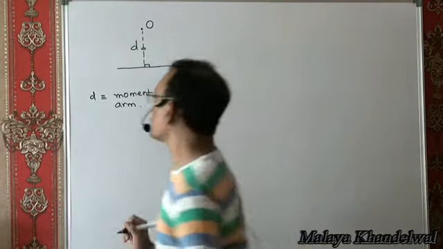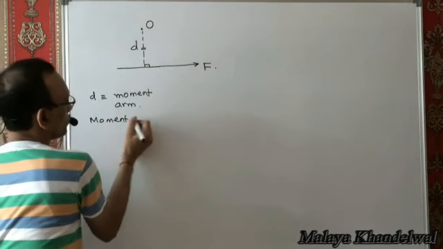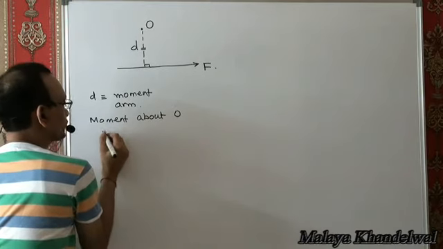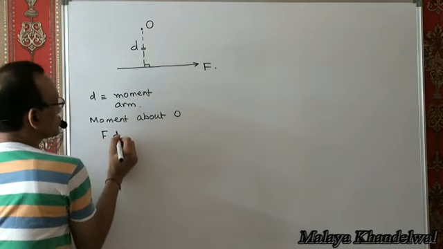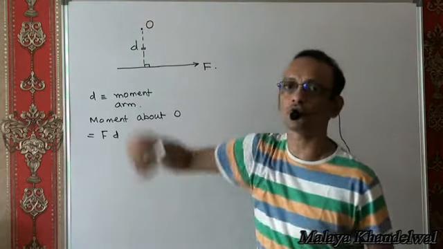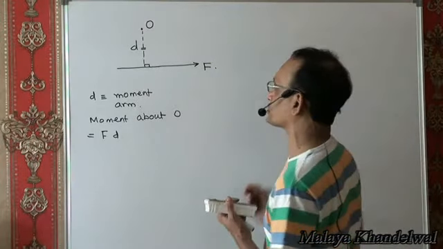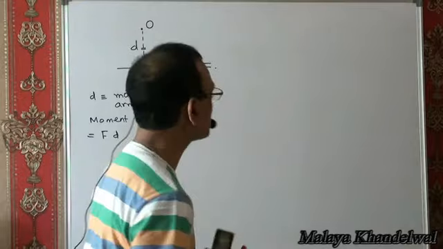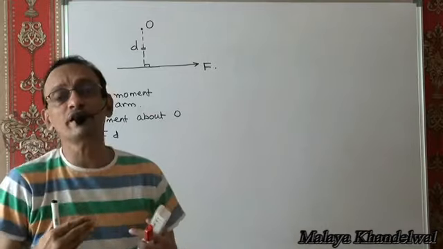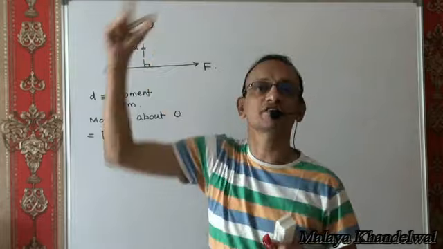Right? And the moment about O is given by the product of the force into the perpendicular distance of the line of action of the force. This is the line of action of the force from the point O. This perpendicular distance D is the perpendicular distance from O to this line of action, right? And like I said, the force F also qualifies to be an entity that is responsible for creating a turning effect.